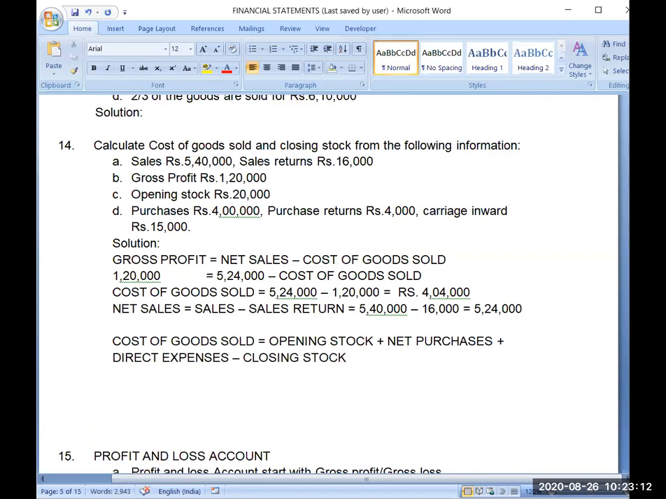Now if I proceed in the same manner, opening stock is given to me to be 20,000. Then net purchases, so I always calculate the net purchase. 4 lakh minus 4,000 will become 3,96,000. Then direct expenses: carriage inward is a direct expense, so 15,000 is your direct expense. Minus closing stock, which I want to calculate, and cost of goods sold I have already calculated, that is 4 lakh 4,000.